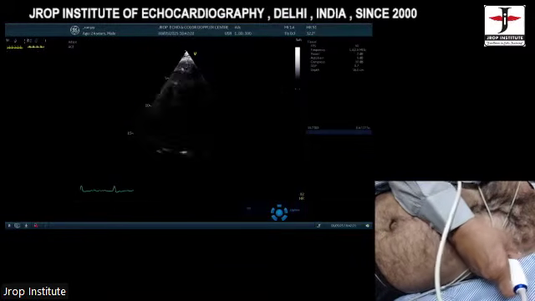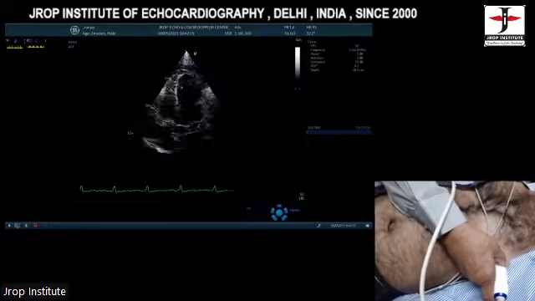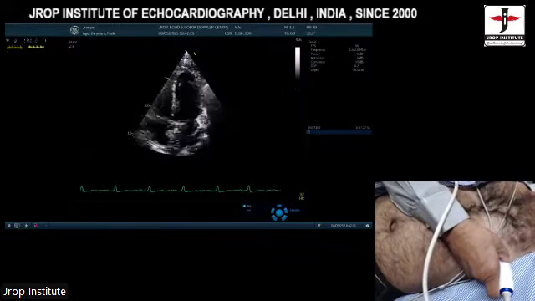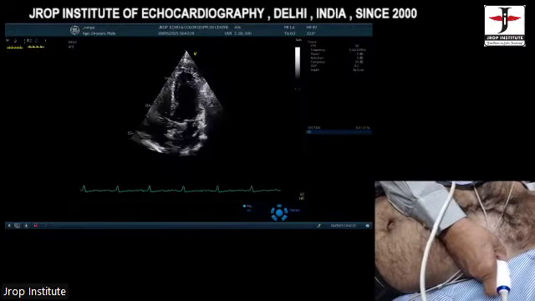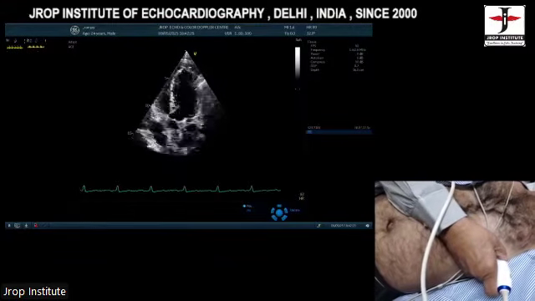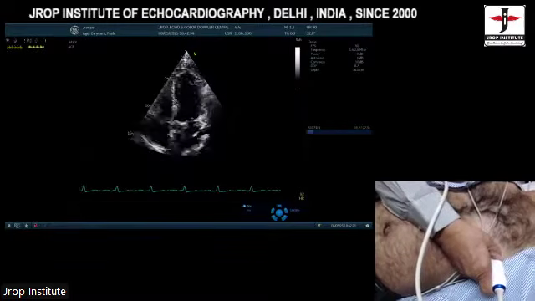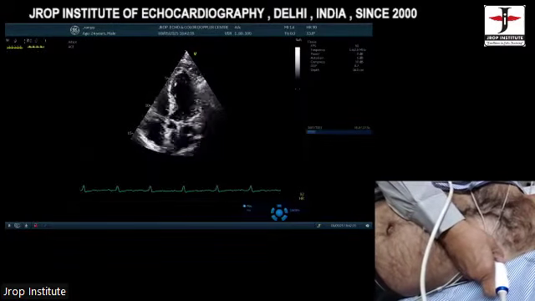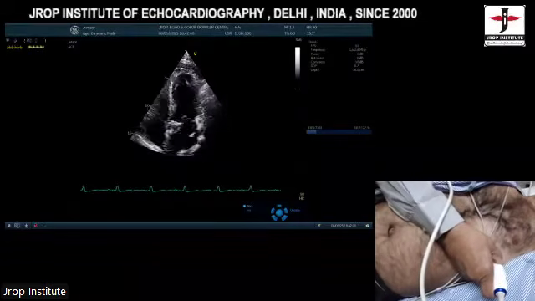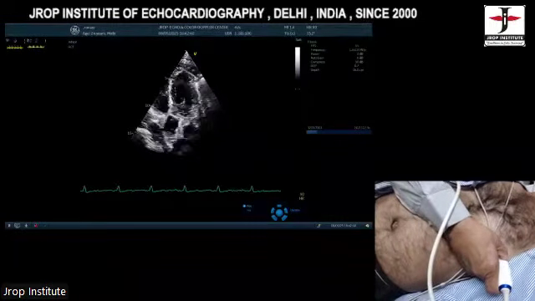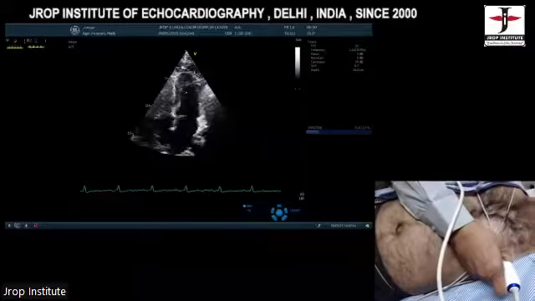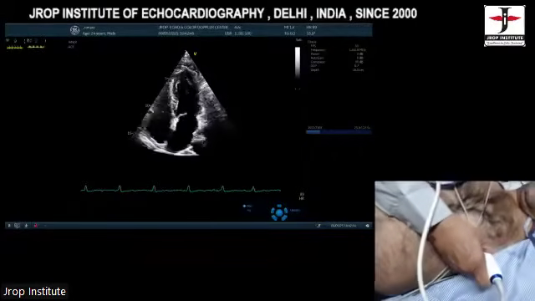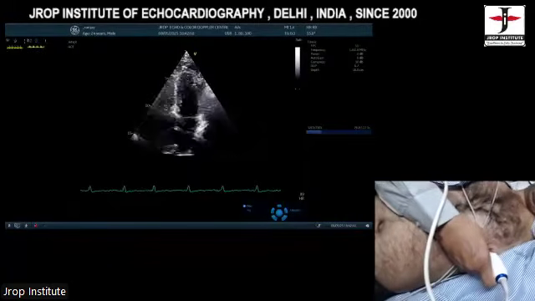Similarly, if I have to open up my aortic valve, here is my aortic valve. If I keep my cursor before the aortic valve, this is known as LVOT. If I move my cursor distal to the aortic valve, this is known as the aortic valve. So whenever we talk of LVOT, this means before the aortic valve. After the valve are the aortic valve leaflets. Similarly, we can keep a cursor at the tip of the tricuspid leaflets to look for tricuspid flow velocities.